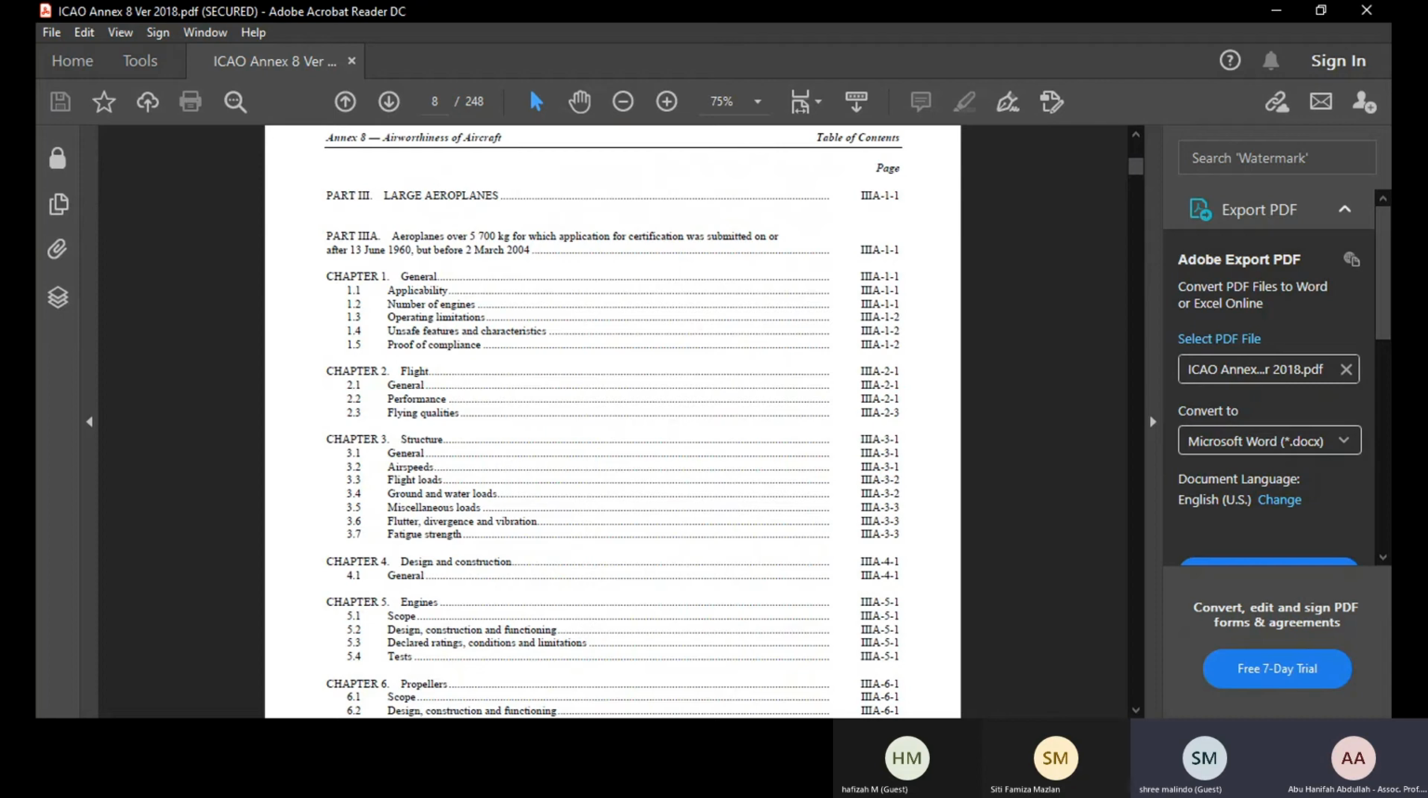What you see now here, okay, in there is part 3A and 3B, which is talking about large aeroplane. Okay, the question is, can we use the technical requirement in here to show compliance to your modification, for example? Keep the question first, don't answer. Okay.